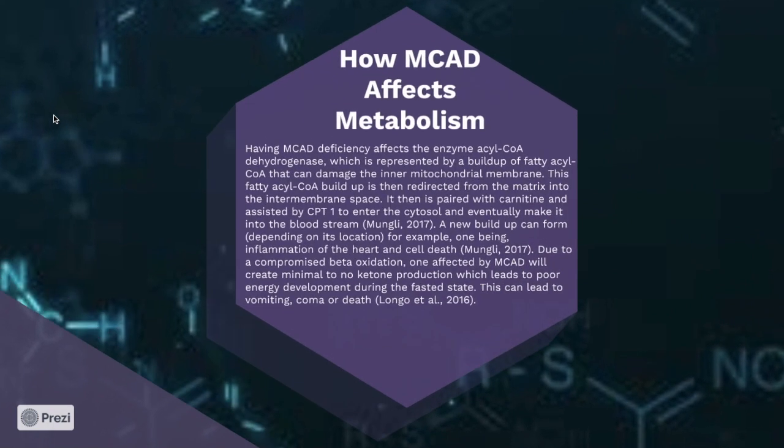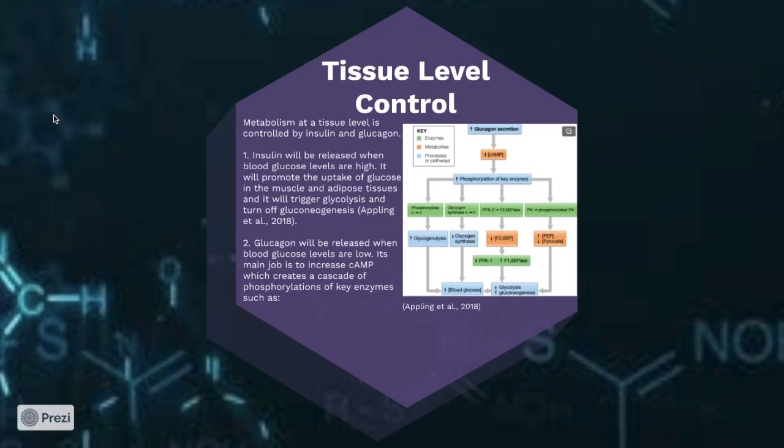Adding on to what was mentioned in a previous slide regarding how MCAD affects the metabolic pathway, these increased levels of acylcarnitine and dicarboxylic acid serve as a diagnostic marker. Therefore, profiling of blood and urine by tandem mass spectrometry is done to determine FAO's genetic defects, especially in the newborn. Metabolism at a tissue level is controlled by insulin and glucagon. Insulin will be released when blood glucose levels are high.